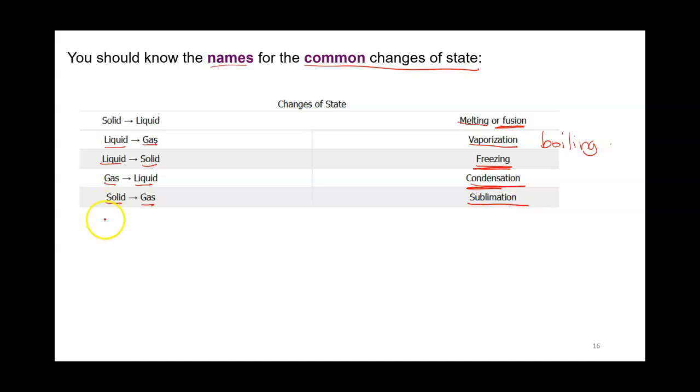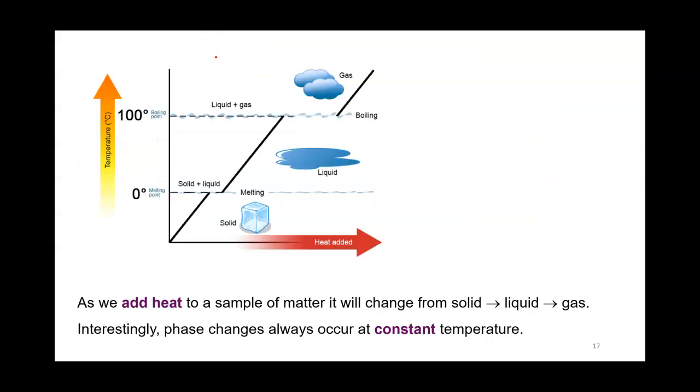And the only one that I can think of that isn't in this table is when a gas becomes a solid without going through the liquid. They call that one deposition. You should know these names.